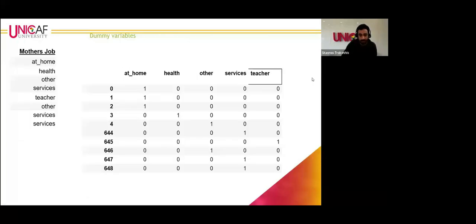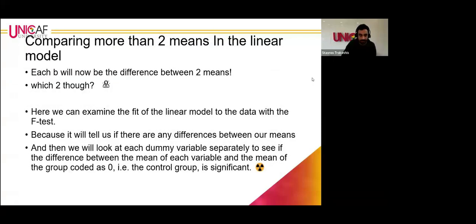So imagine what would happen if I have many groups. And this is what we will be talking about now: comparing more than two means in the linear model. So each beta now will be the difference between two means. Here, we can examine the fit of the linear model to the data with the F-test, because it will tell us if there are any differences between our means. And then we will look at each dummy variable.